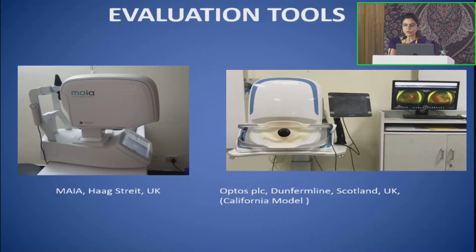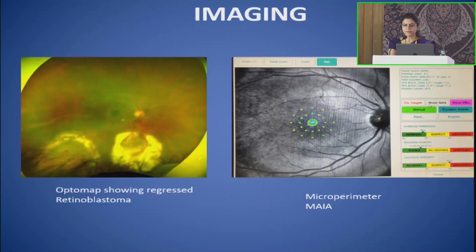The evaluation tools used: for the microperimeter, we used the scanning ophthalmoscope microperimeter, MAIA, and we also used the Optos retinal ultra-wide field camera, which complemented the microperimeter to identify the peripheral tumors. So these are the maps we obtained, the retinal imaging we did.